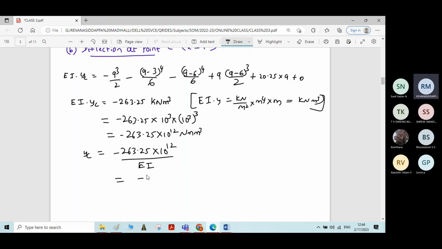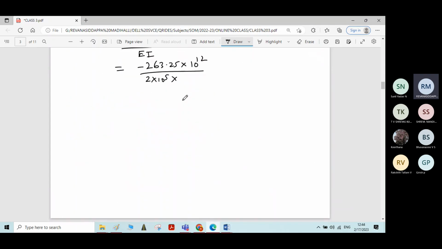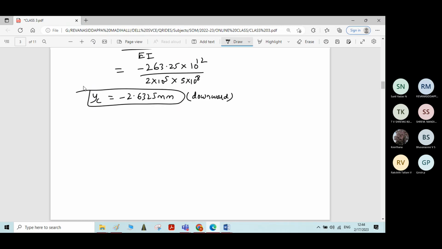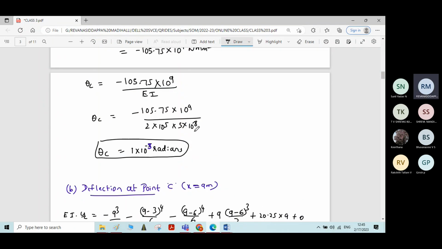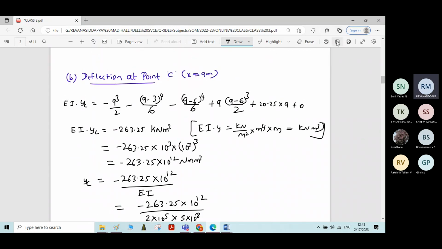Substitute the values of E and I: 263.25 into 10 power 12 divided by E, which is 2 into 10 power 5, and moment of inertia, which is 5 into 10 power 8. So minus 2.6325. So deflection at C is minus 2.6325 millimeter. Negative sign represents downward deflection. This is the deflection at C. Theta C is equal to 1 into 10 power minus 3 radians. If you want, you can convert it into degrees by multiplying by 180 by pi. So this completes the problem. We will stop here and continue in the next class.